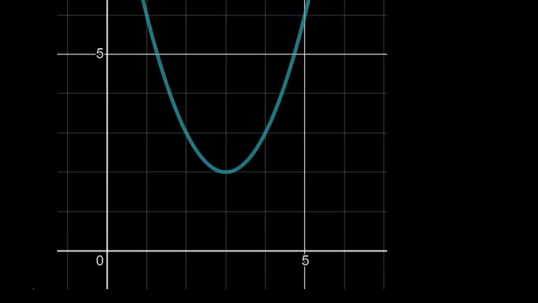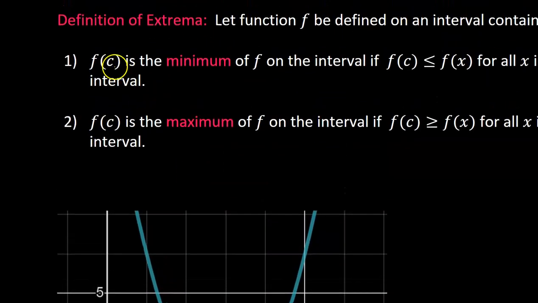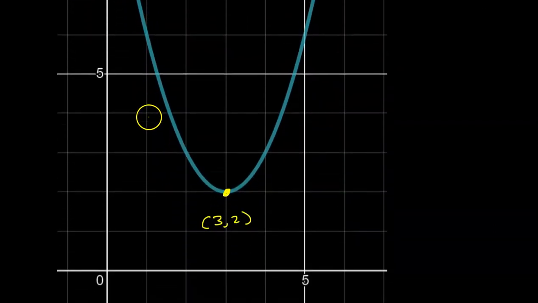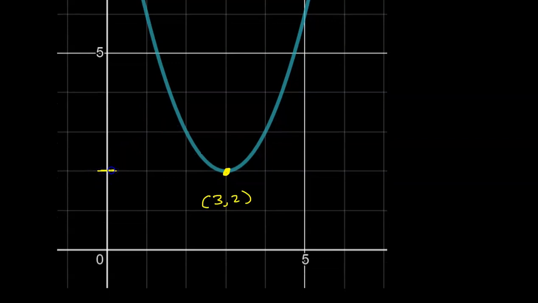For this function, the minimum value is right here at the point 3, 2. Now, according to the definition, the minimum is just the y value, f at c. So the y value here is the 2. So we would say that the minimum is 2. However, the very textbook where I found this definition tends to give the answers as a full ordered pair. So you might see the answer written like this.